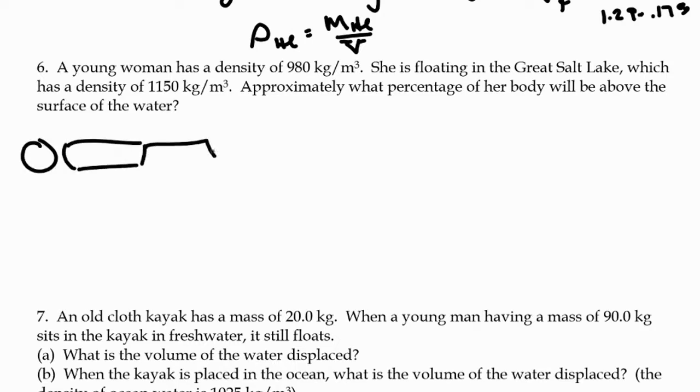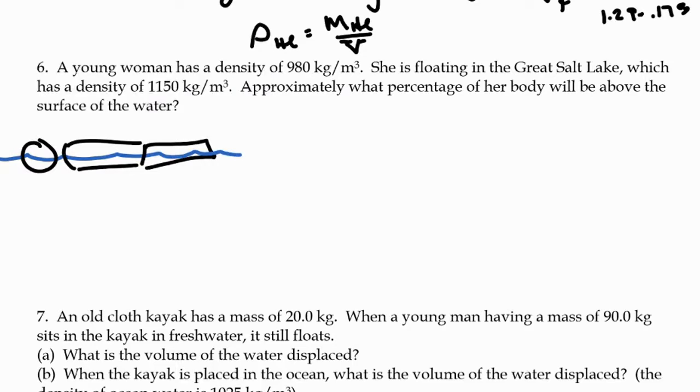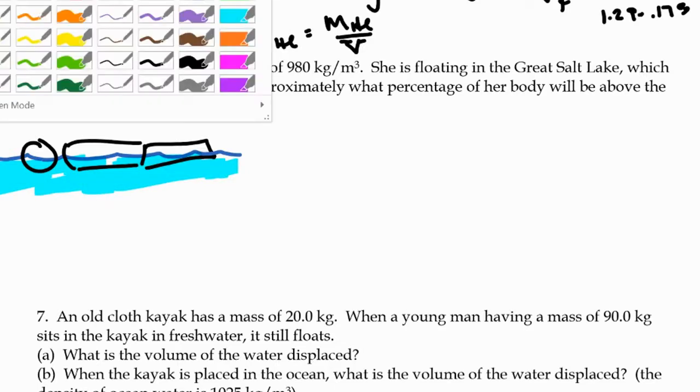Here's a person floating on her back. Here's the water. She's floating pretty high. Well, it is a salt lake. That makes sense. She would float a little bit higher if that's the case. I'm going to color it in. Right now I'm stalling and giving my brain time to figure out what is going on here.